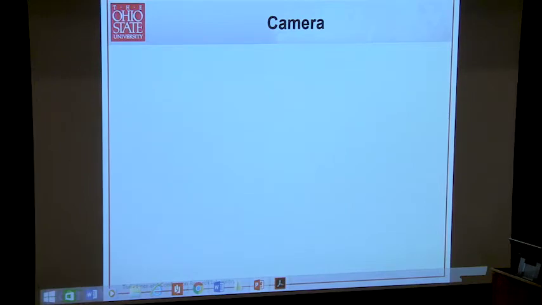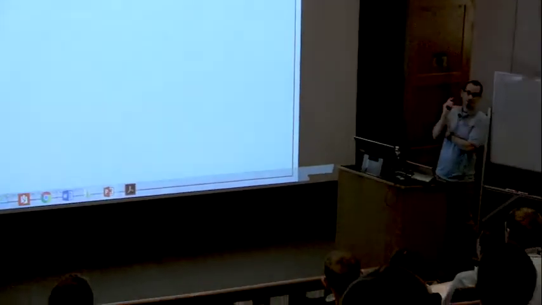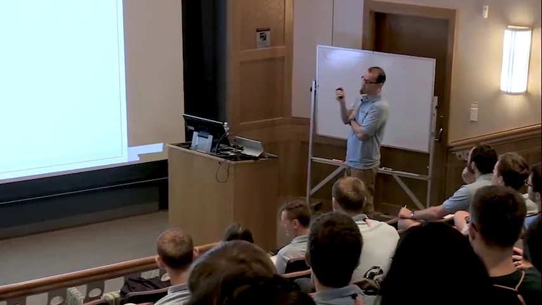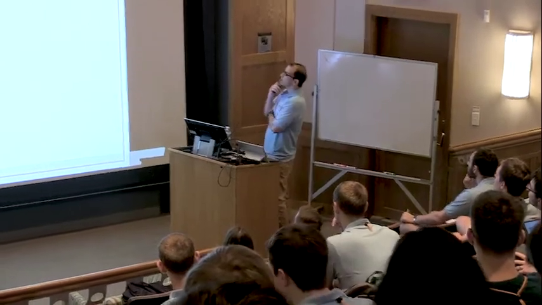Okay, let's look a little bit at the camera side. What do we need in a PIV camera? Okay, we already have established what we need in terms of the laser. We need to be able to record multiple images, at least 2. Thought question, what if you had a camera that gave you 3 consecutive frames? Okay. Acceleration, there you go. And so that would be quite exciting. Acceleration is a very critical property in fluid mechanics, okay?